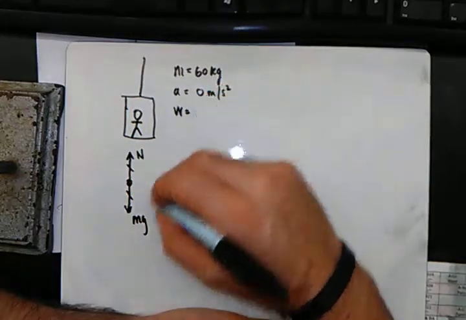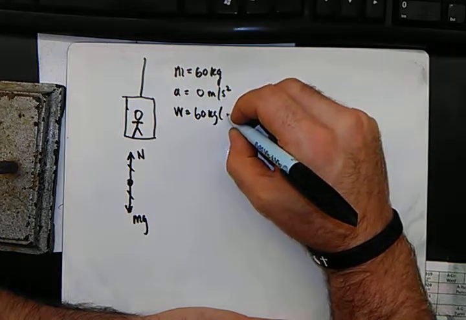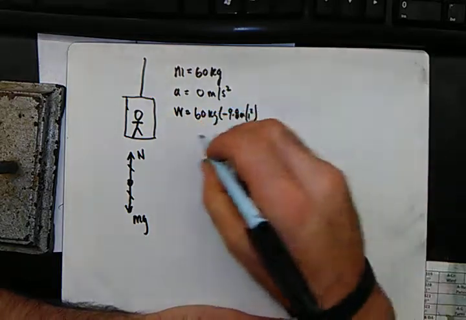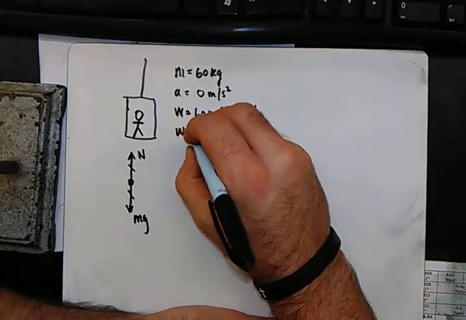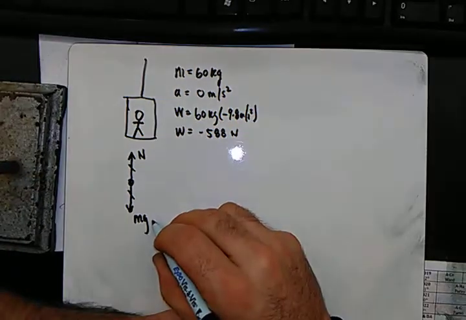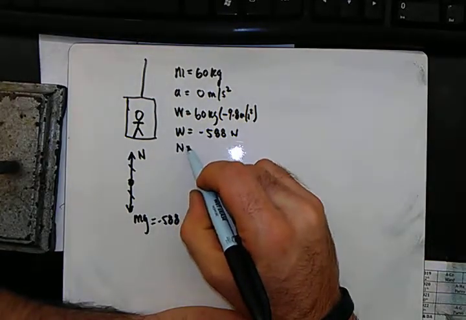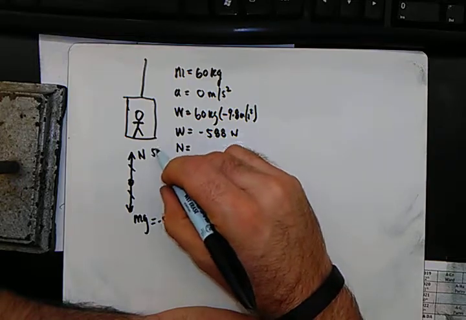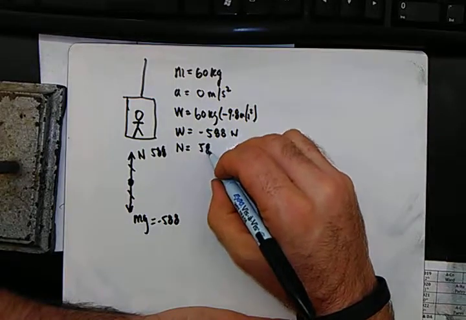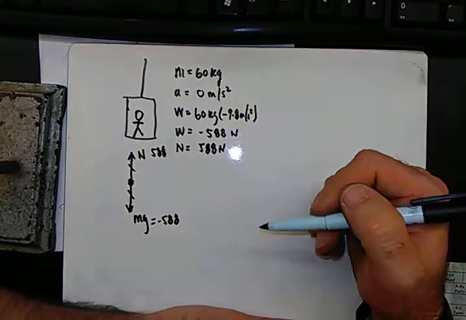The weight right here is 60 kg times negative 9.8. So the weight ends up being negative 588 newtons. And then the normal force is the opposite of that. It's not accelerating, it's staying still or moving constantly, so it'd be 588 newtons up. That's what the person feels on their feet, the 588 pushing up.